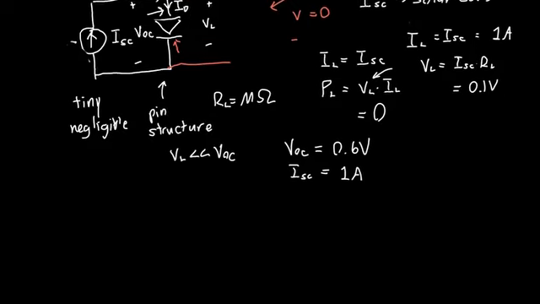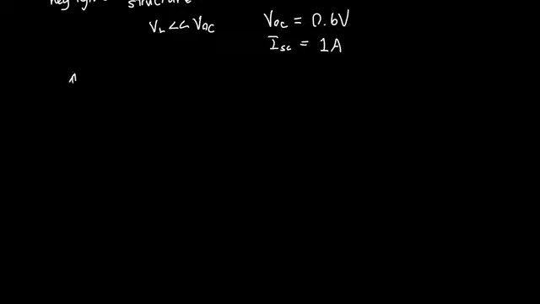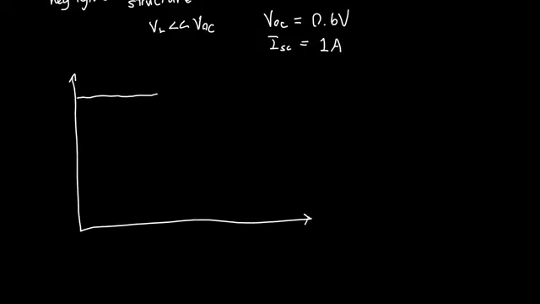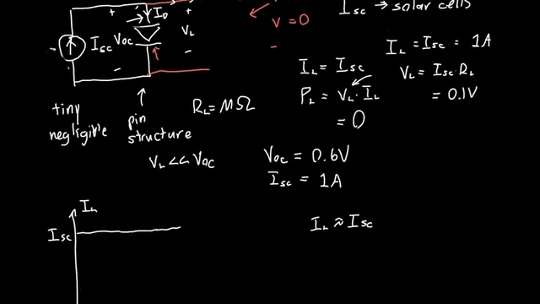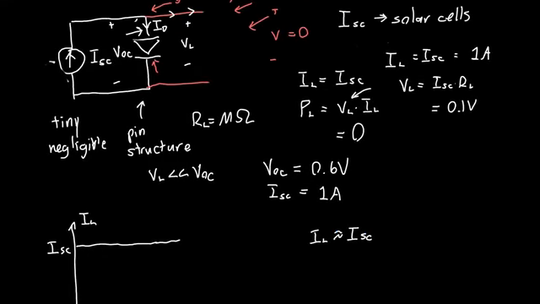So the IV characteristics for a solar cell sort of look like just an upside down diode. So if this is our voltage, so our load voltage, and this is our load current, so initially our load current is just approximately equal to the short circuit current because all of our current is flowing through our resistor.